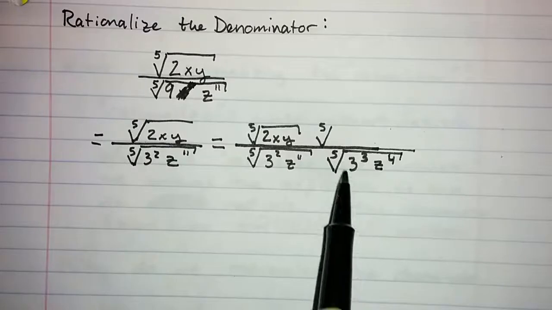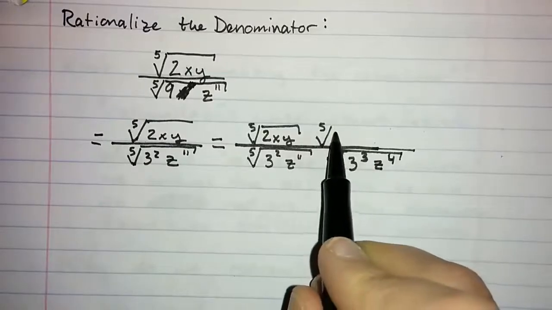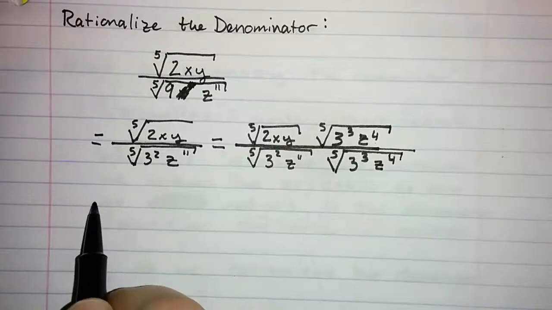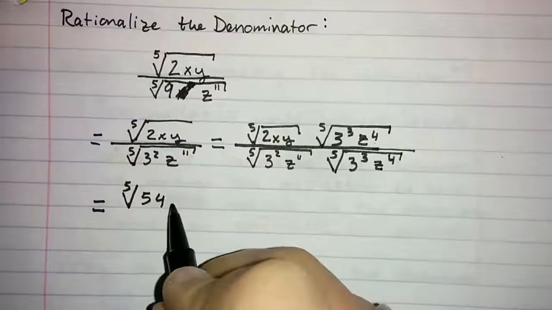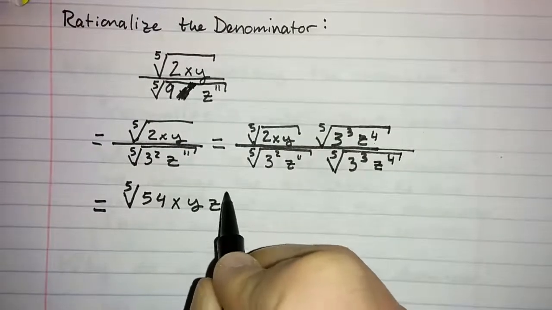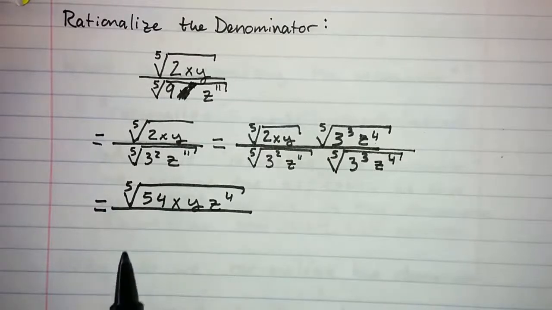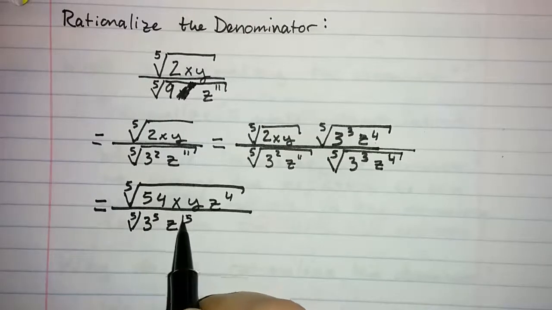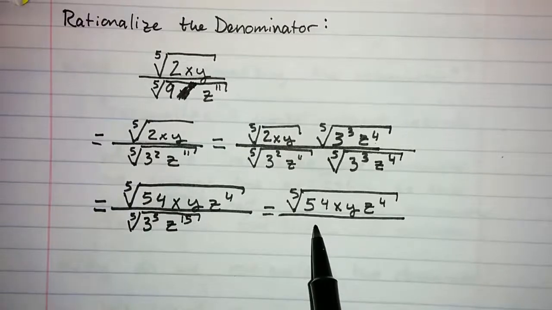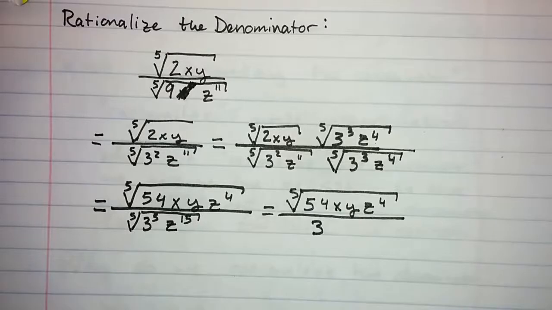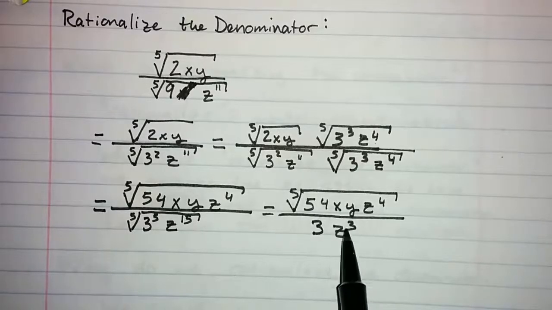I multiply the denominator by this thing, I've got to multiply the numerator by the same thing. All right, so now I do the multiplication. 2 times 3 cubed, I get 54. And then x, y, z to the fourth. In the denominator, I'll have the fifth root of 3 to the fifth, z to the 15th. So numerator stays the same. Fifth root of 3 to the fifth is 3. Fifth root of z to the 15th is z to the third. And there's my answer, denominator rationalized.